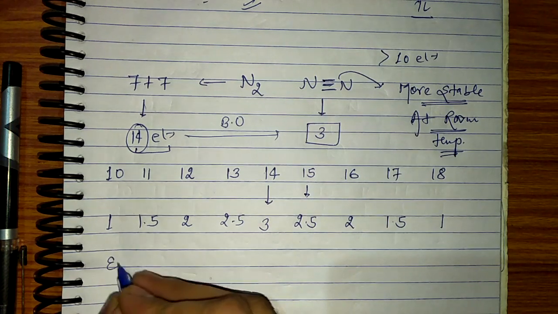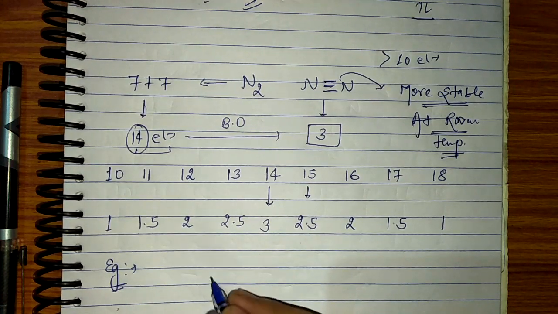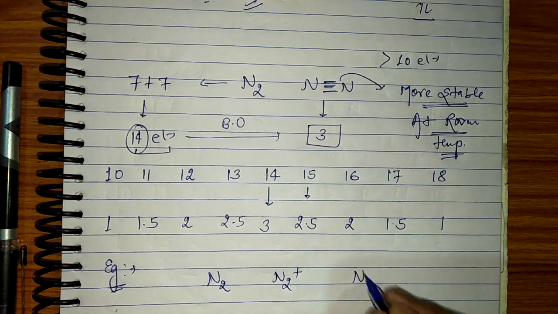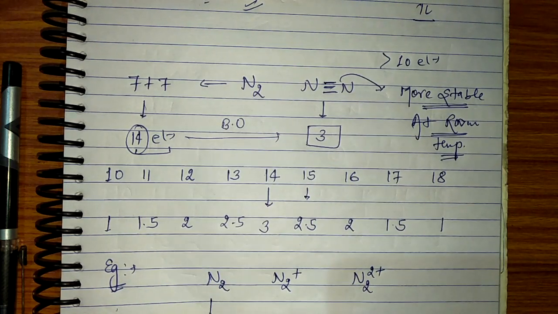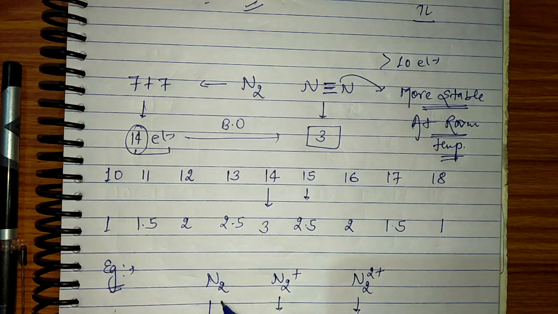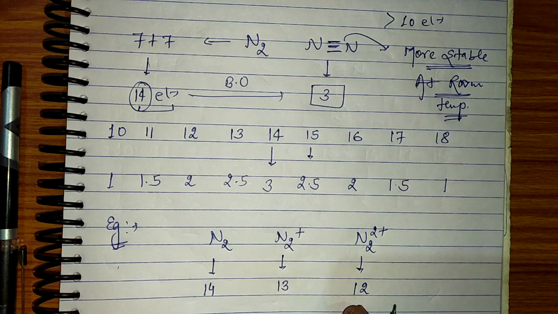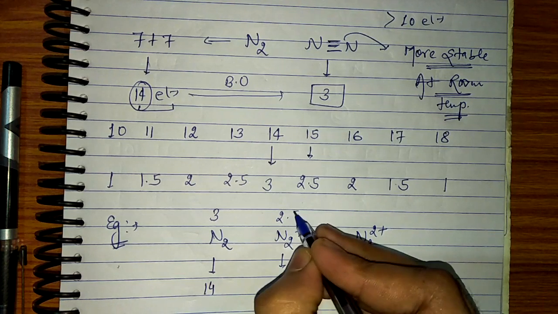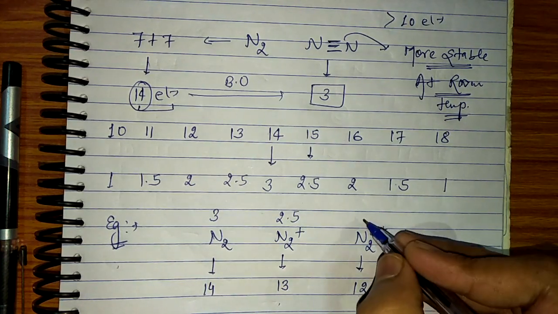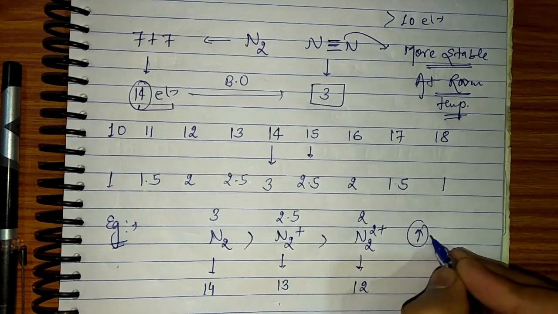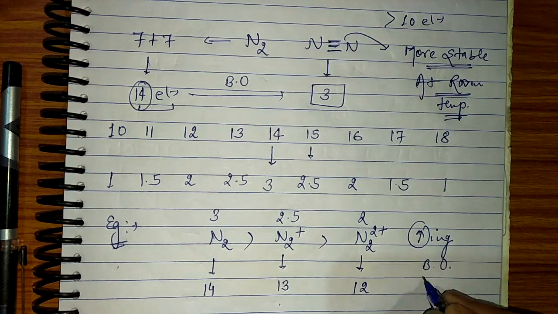Now let's take an example and see how easy it is. N2, N2 plus, N2 2 plus. N2 has 14 electrons, N2 plus has 13, N2 2 plus has 12 electrons in it. So N2 has 14, so its bond order is 3. Here it is going to be 2.5 because it has 13 electrons in it. Here it is going to be 2. So what is the order of bond order? This is the increasing order of bond order. This is how simple it is.